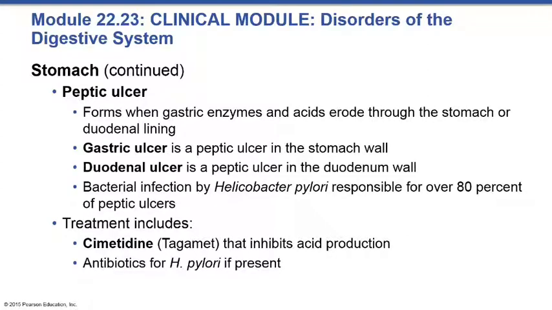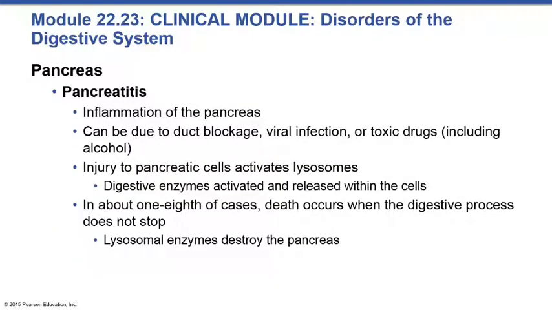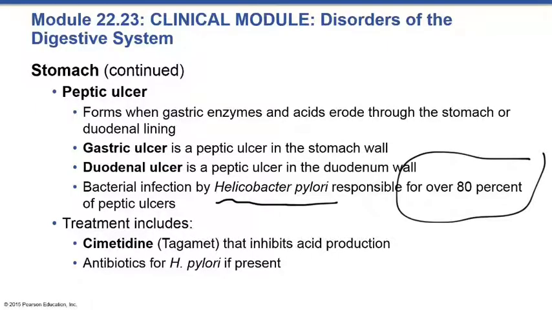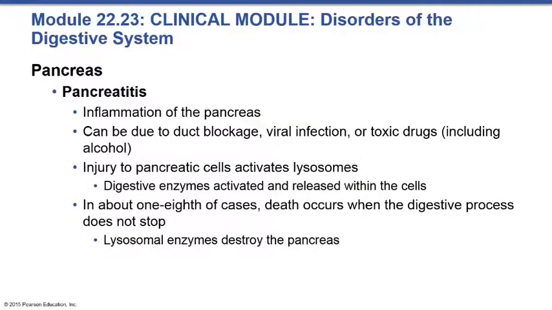There can be peptic ulcers. This is an erosion of the stomach lining or the duodenal lining. So a gastric ulcer versus a duodenal ulcer, right? Just about the location of that ulcer. And we now know that Helicobacter pylori, a bacterium, is actually responsible for a large number of ulcers. There are antibiotics available to kill off the H. pylori, as well as drugs like Tagamet, which can inhibit acid production and decrease the problems with ulcers.